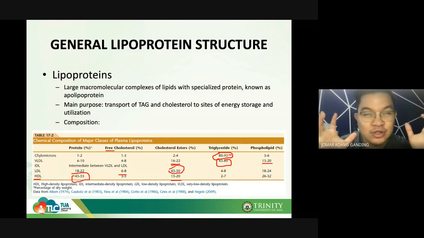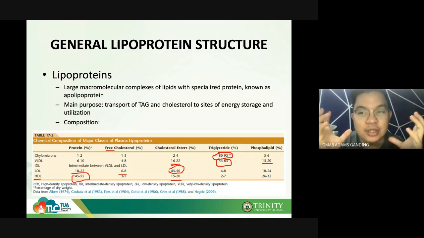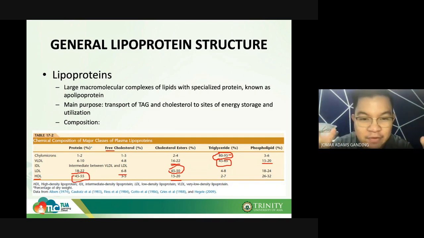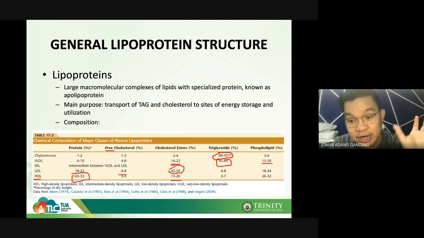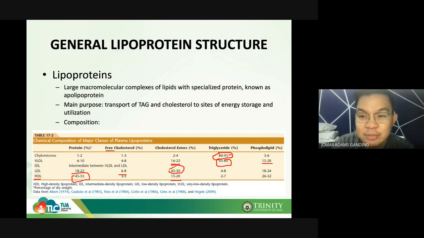So I hope the foundations for lipids and lipoproteins are very much clear to you now. Okay, because as we move along, if you're quite lost in the middle, you'll have a hard time understanding the succeeding topics. So again, it's important that you know the reason why I first discussed the characteristics of your lipids, so that you would know easier that lipoproteins are very much important. Now, let's talk about the different lipoproteins.